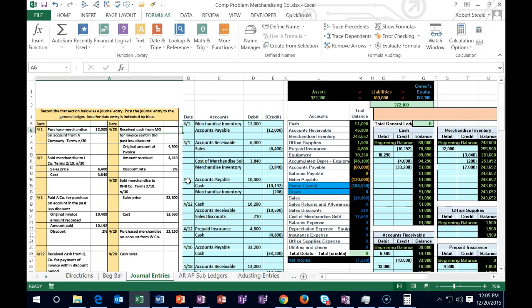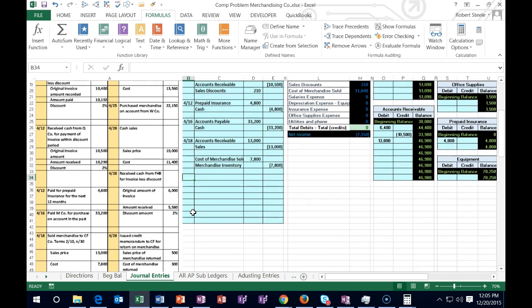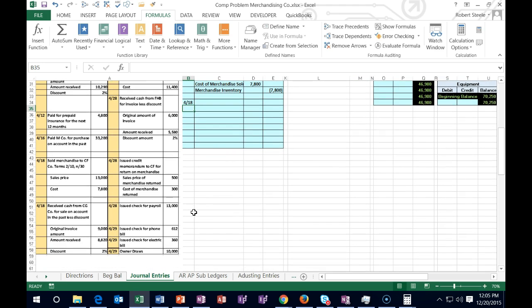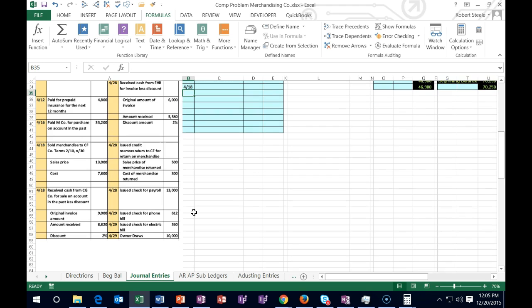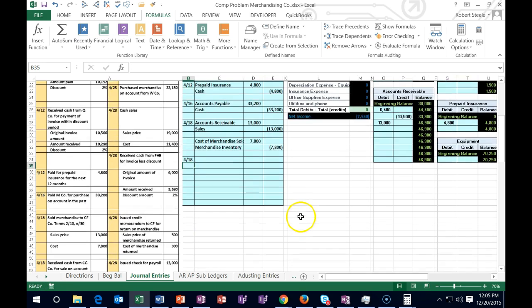Okay, next transaction, we're now down here on 418 again. All right, and we received cash from CG company for a sale on account in the past, less the discount. So first we can just think of, well, is cash affected? And it is, because we received it. So we're going to scroll back up here.